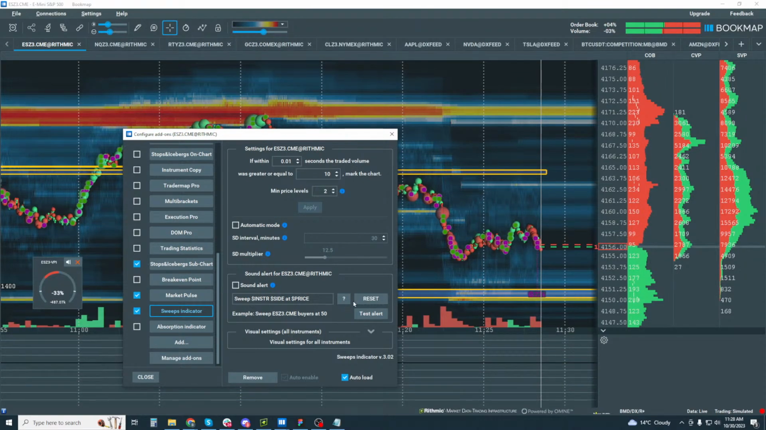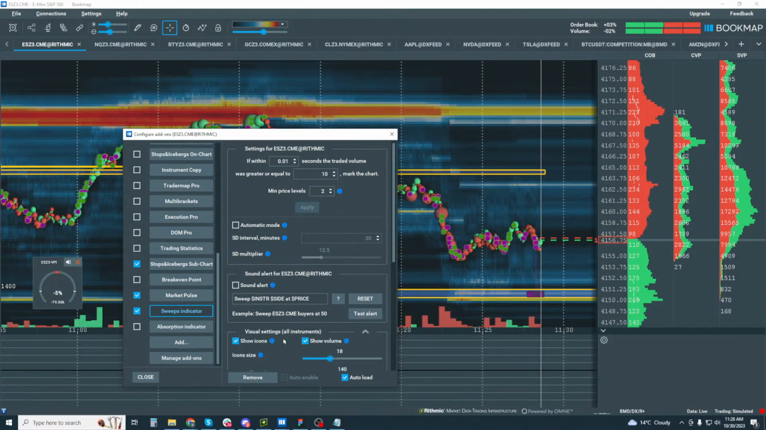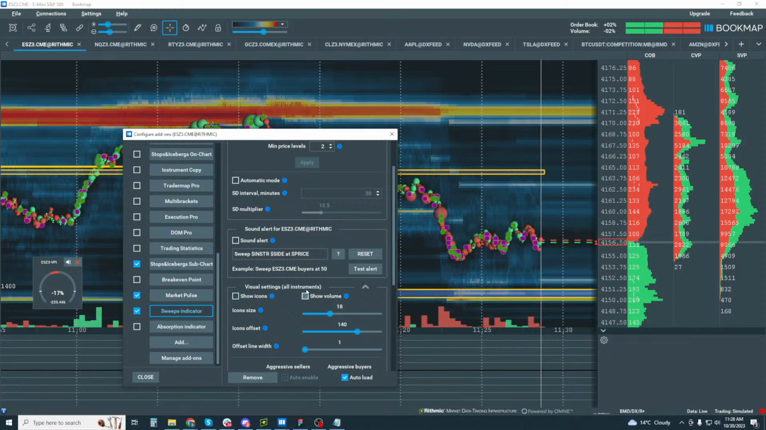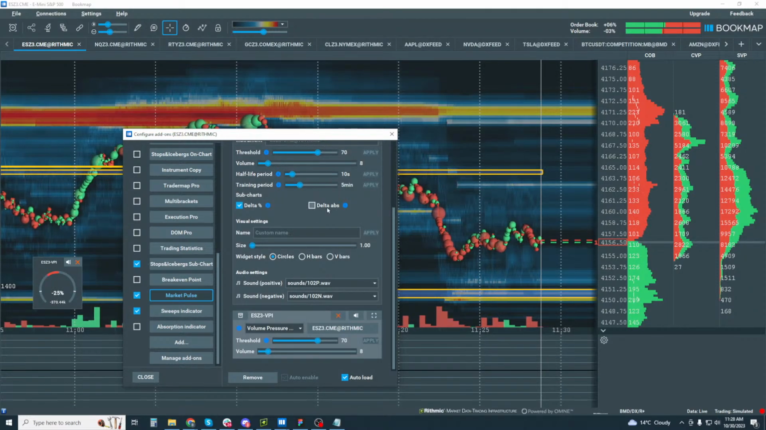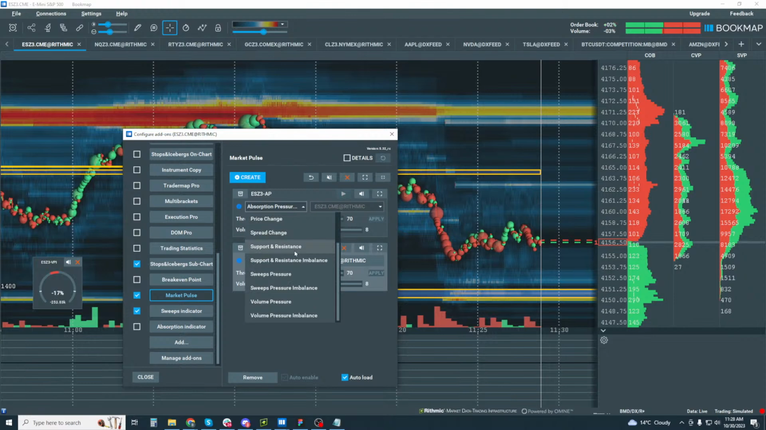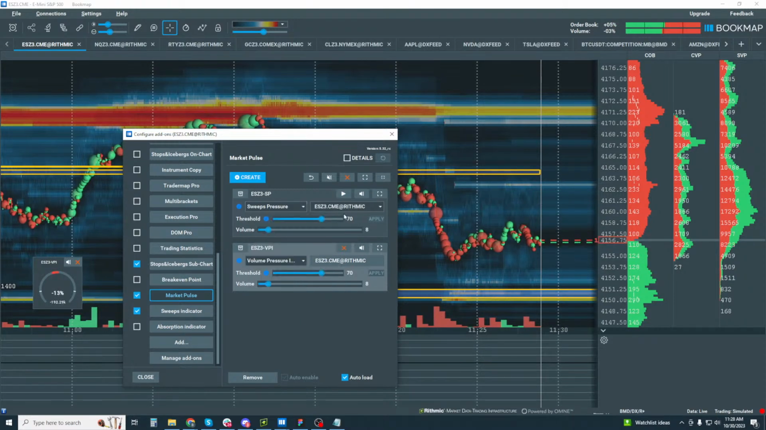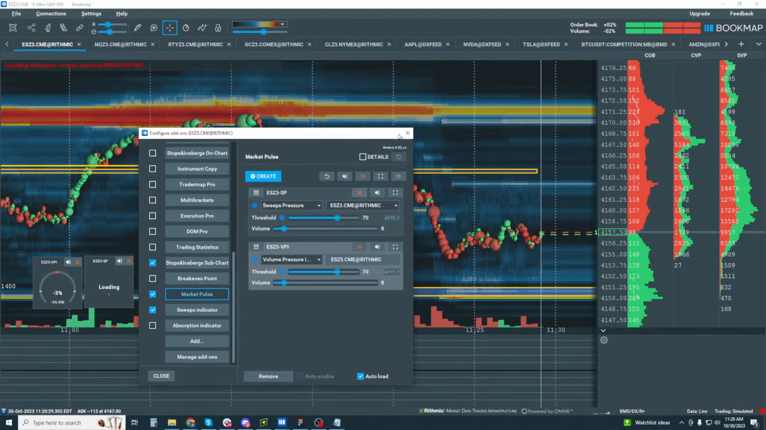All right, and now let's take it off of the chart here. Do not show it, and do not show it here in trade dots. Then let's go to Market Pulse, and we're going to add a new one in here. We'll collapse that, and let's select sweeps pressure for the ES and click play. You can see it says ESZ3SP, so that's sweeps pressure.